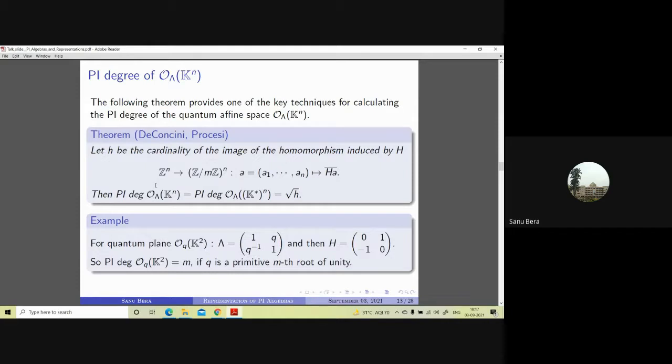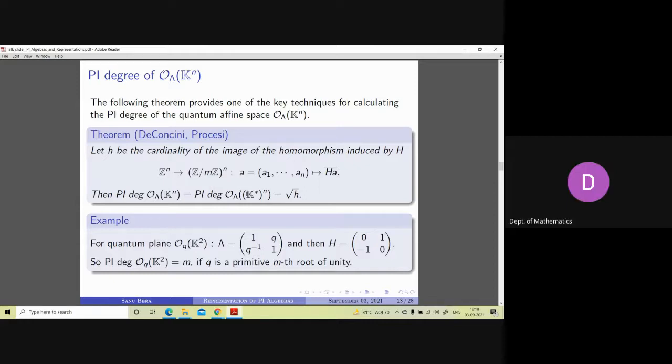So the PI degree of that quantum affine space will be the same as the PI degree of the quantum torus, which is the localization of quantum affine space with respect to the multiplicatively closed set generated by x1, x2, ..., xn. The first equality follows from Posner's theorem, and the second equality follows from the fact that quantum affine space is a finite module over its center, and the rank is exactly that cardinality h.